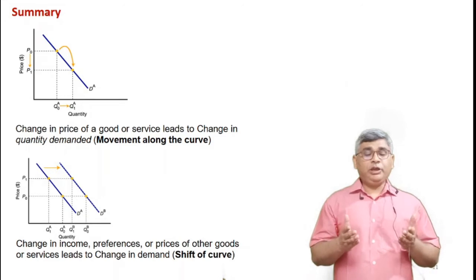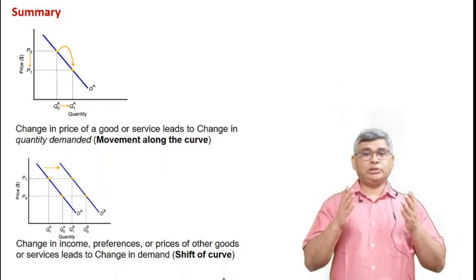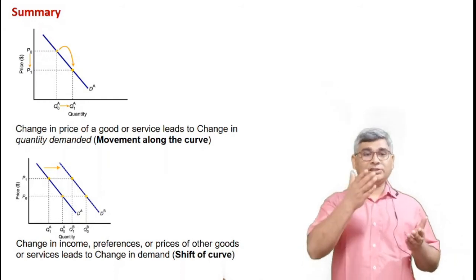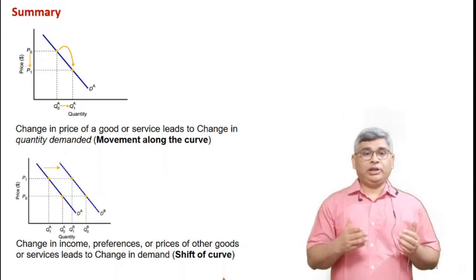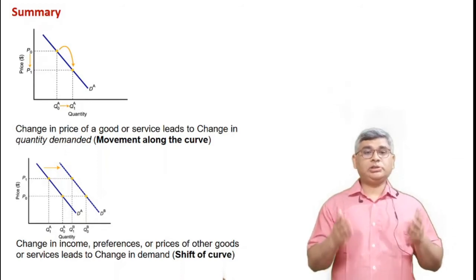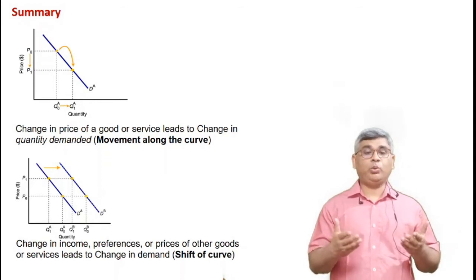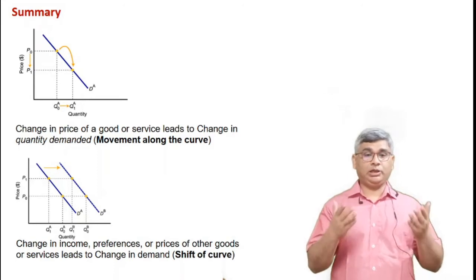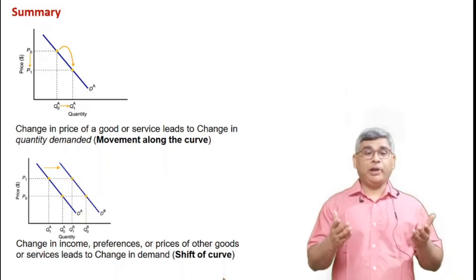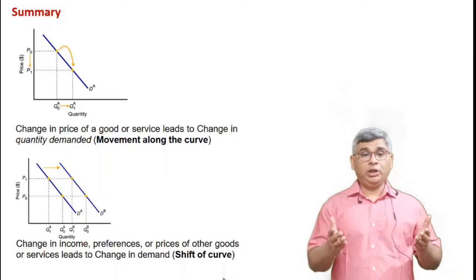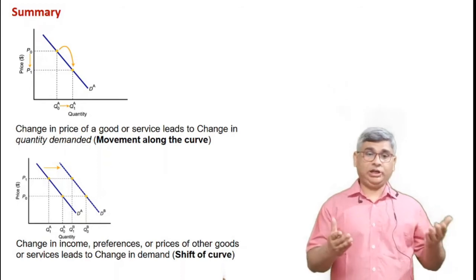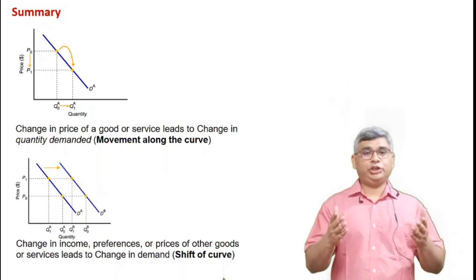Now, this is the summary. Whenever there is a change in the price, we call this the change in the quantity demanded, and this is nothing but movement along the curve, as evident from the first figure. Whenever the price falls, the demand increases, and whenever the price increases, the demand falls. This is the impact of price on demand. However, apart from price, if other factors come into the picture, like income, preferences, and the price of other related goods, then all these factors change the demand curve. The curve will shift from DA to DB, towards the right or towards the left, depending upon whether these factors are on the higher side or on the lower side. We call this a shift of the curve.